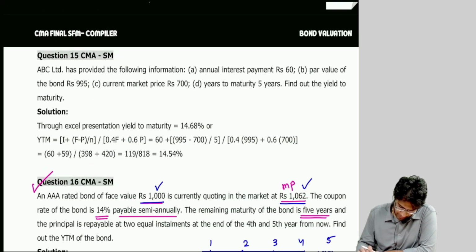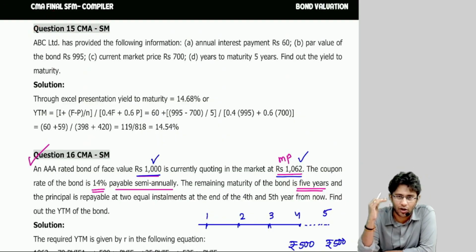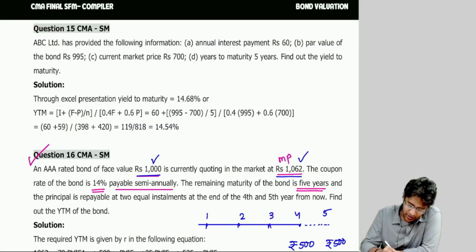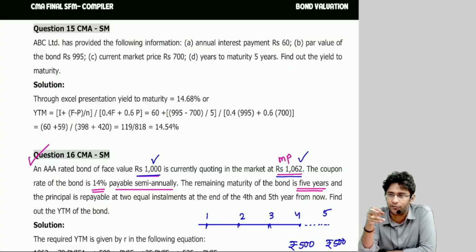Now, I'll show you. See, this is heights. Your study material went one notch up higher. Read this. ABC has provided following information. Annual interest payment is 60. Par value of the bond is 995. Okay, what is that stupid number? We don't know. Current market price is 700. Years to maturity, 5 years. Find out YTM. Now the question asks you YTM, you have to work out YTM and give the number.